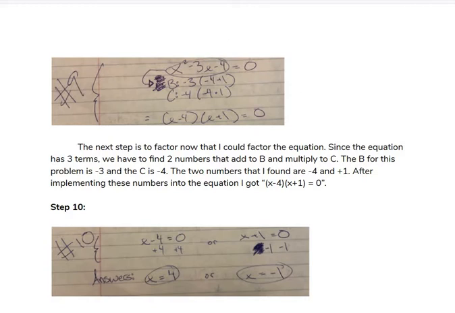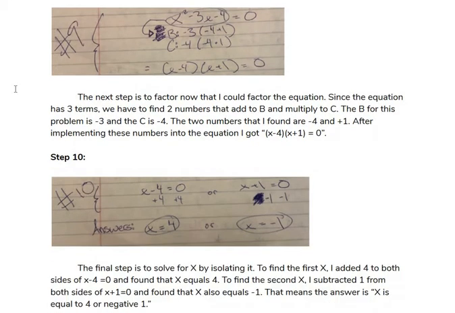Step 9. The next step is to factor now that I could factor the equation. Since the equation has three terms, we have to find two numbers that add to b and multiply to c. The b for this problem is negative 3 and the c is negative 4. The two numbers that I found are negative 4 and positive 1. After implementing these numbers into the equation, I got x minus 4 and x plus 1 is equal to 0.